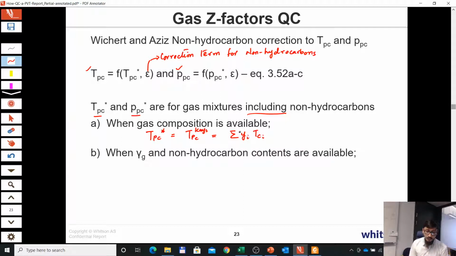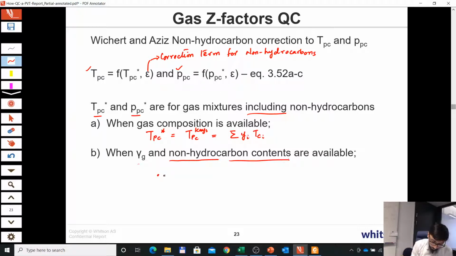Now, if you don't have the gas composition available, the other alternative method is that you should know the gas gravity, and you should know at least the non-hydrocarbon contents and the composition of the non-hydrocarbon compounds in the gas mixture. That's the minimum you should know in terms of the gas composition. The method is a bit complicated. There are three steps, actually.